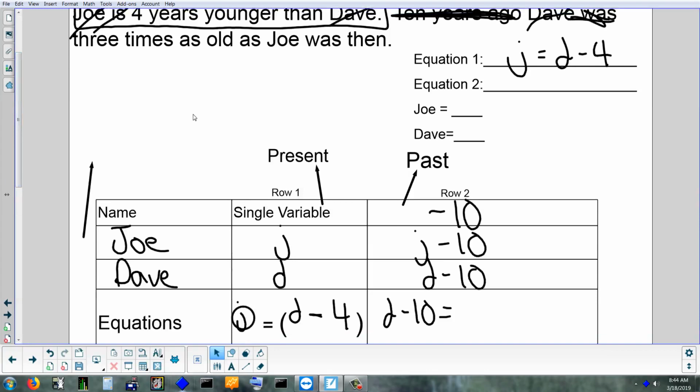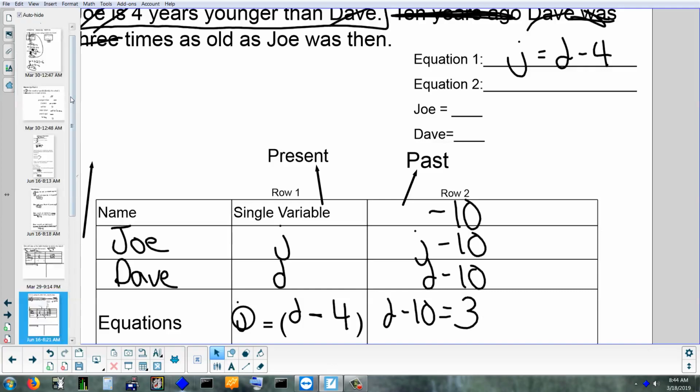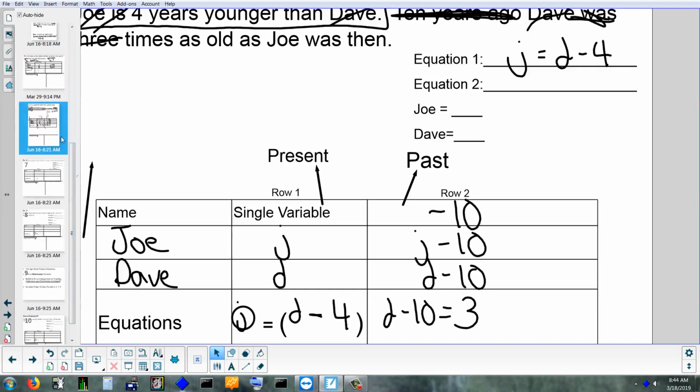Next thing is what, Yusuf? 3 times, right? So if it's a number, we're going to write that number. 3. Got it. After the 3 is what word? Times.